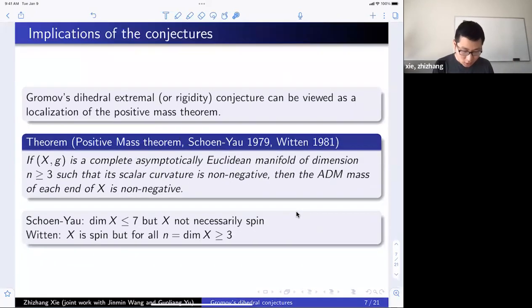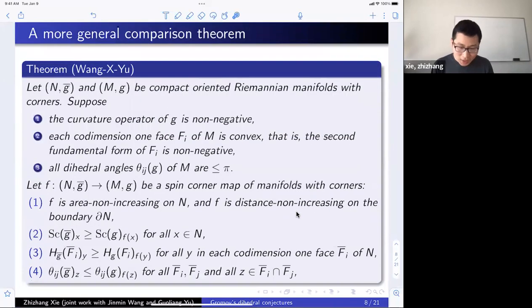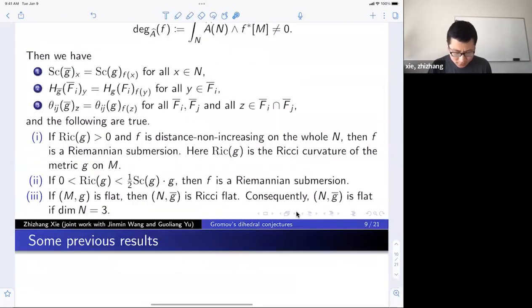Of course, that's the original result written. So in that sense, in this context, this theorem can be seen as a localization of the positive mass theorem in the spin case. I hope that makes sense.